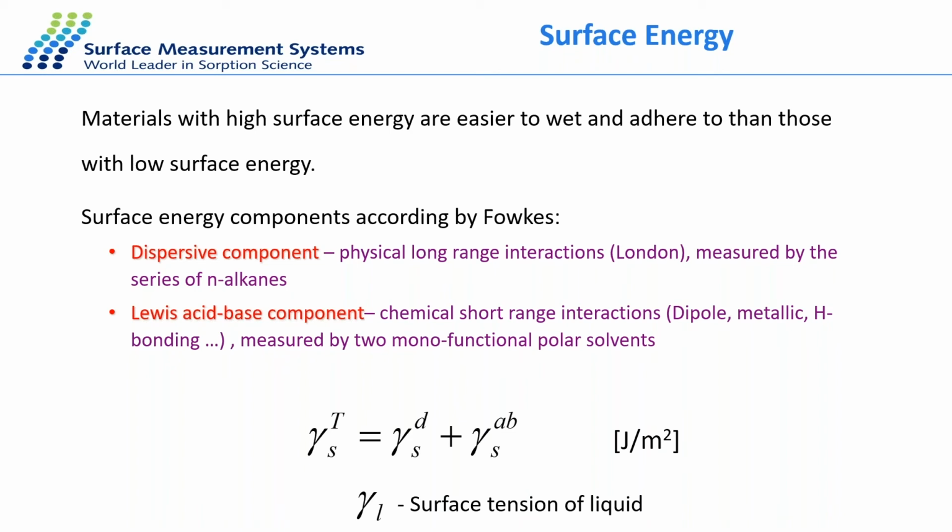And this contains the chemical short-range interactions. The dispersive part contains the London van der Waals forces. And the unit is the same as the surface tension, joule per meter square or millijoule per meter square.